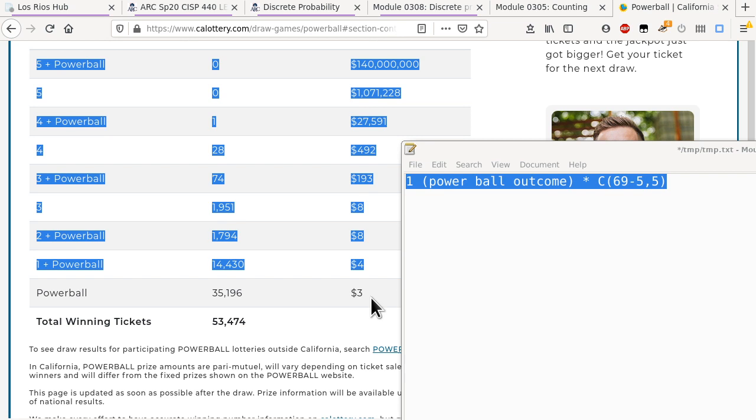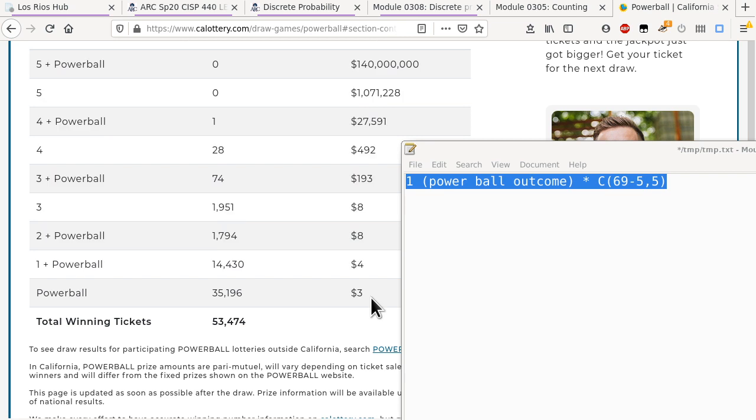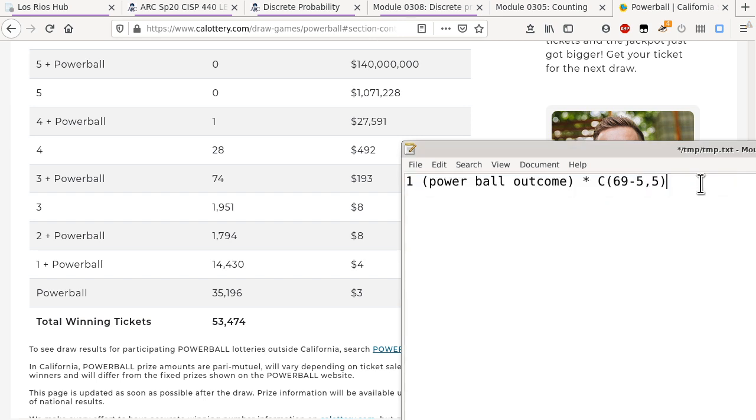I have a question. So calculating the number of people that will win just the Powerball? Yes. So this is the total number of tickets that will win just the Powerball, or you get $3 back from your Lotto ticket. Oh, the 35,000? Out of the 292 million.